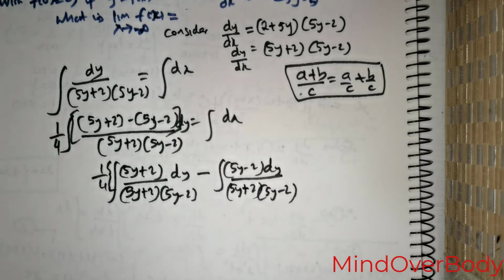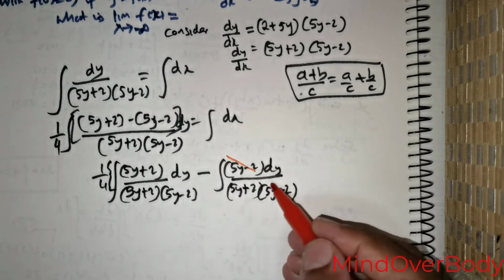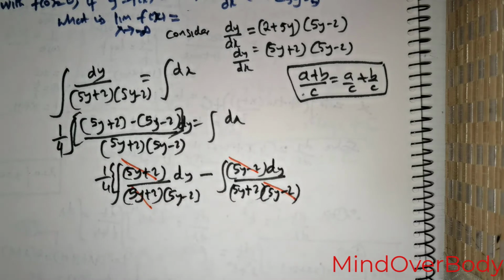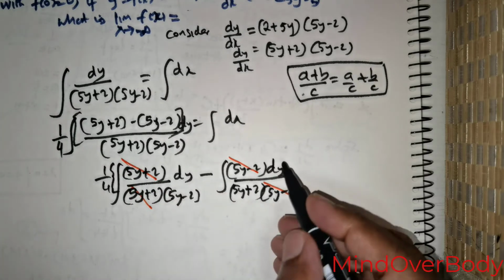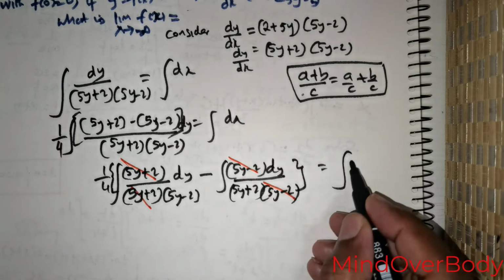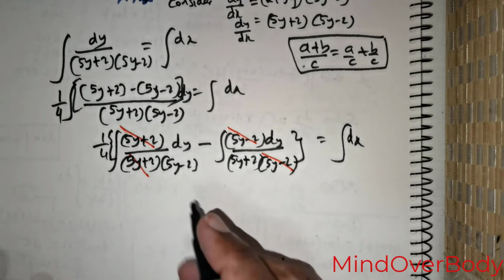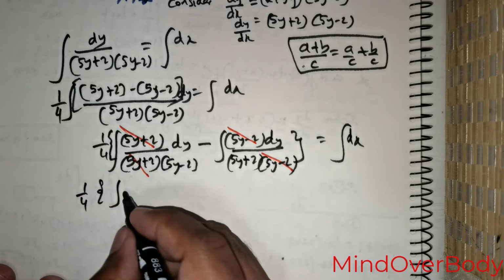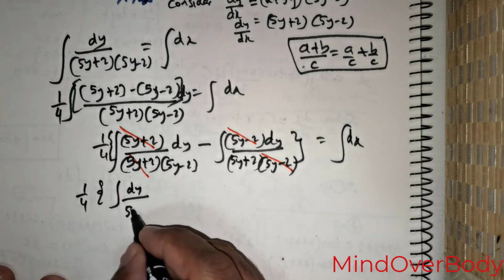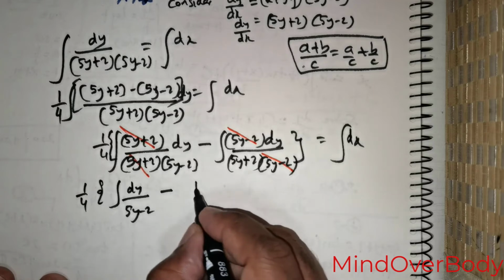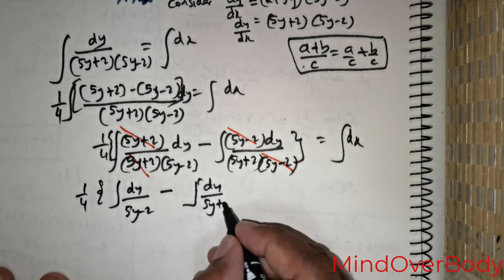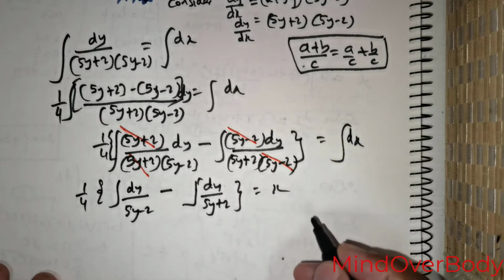Now clearly you can see that 5y negative 2, 5y negative 2, 5y positive 2, 5y positive 2, they can be cancelled. Of course, let me place the parenthesis. This is integral dx. Now this is going to be integral dy divided by 5y negative 2 followed by integral dy divided by 5y positive 2. This is equal to x.